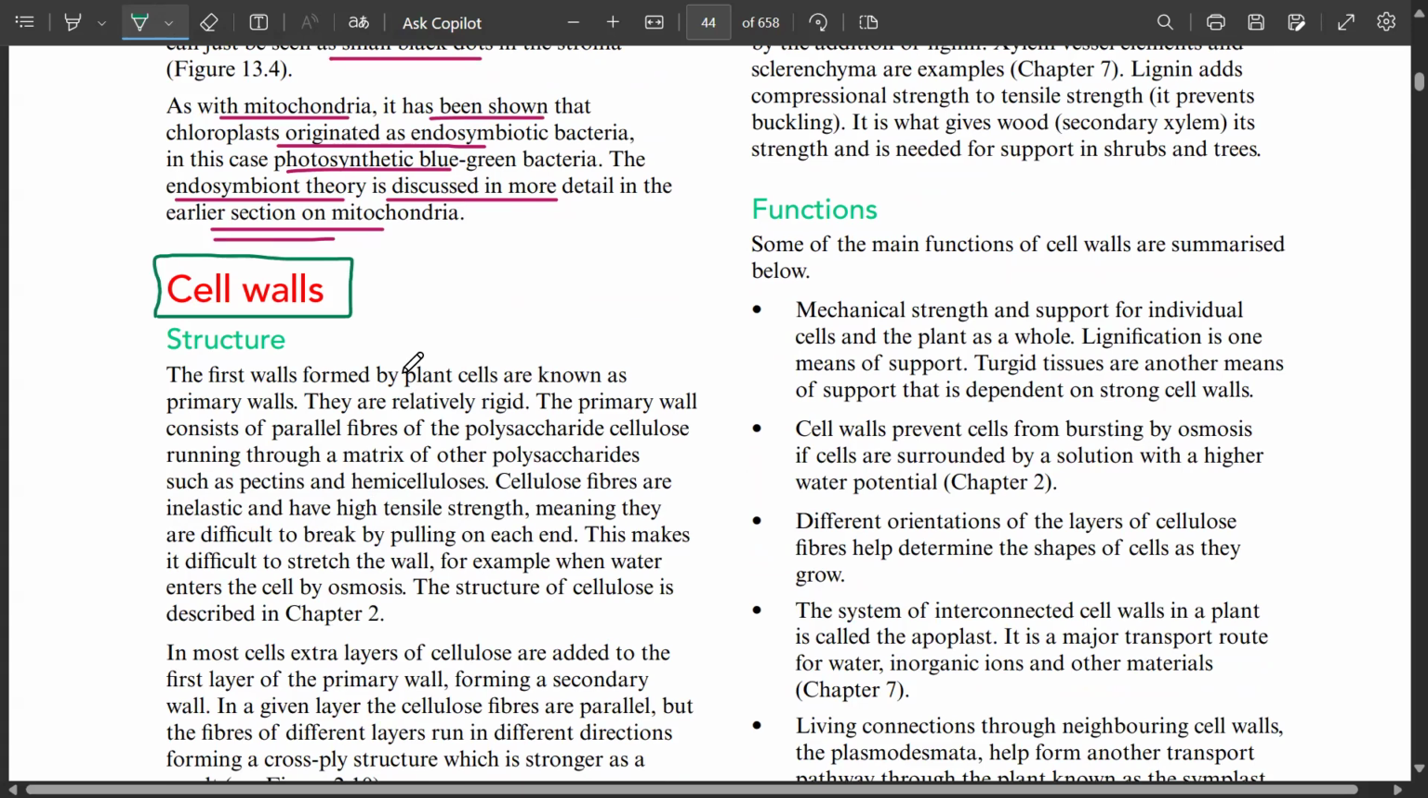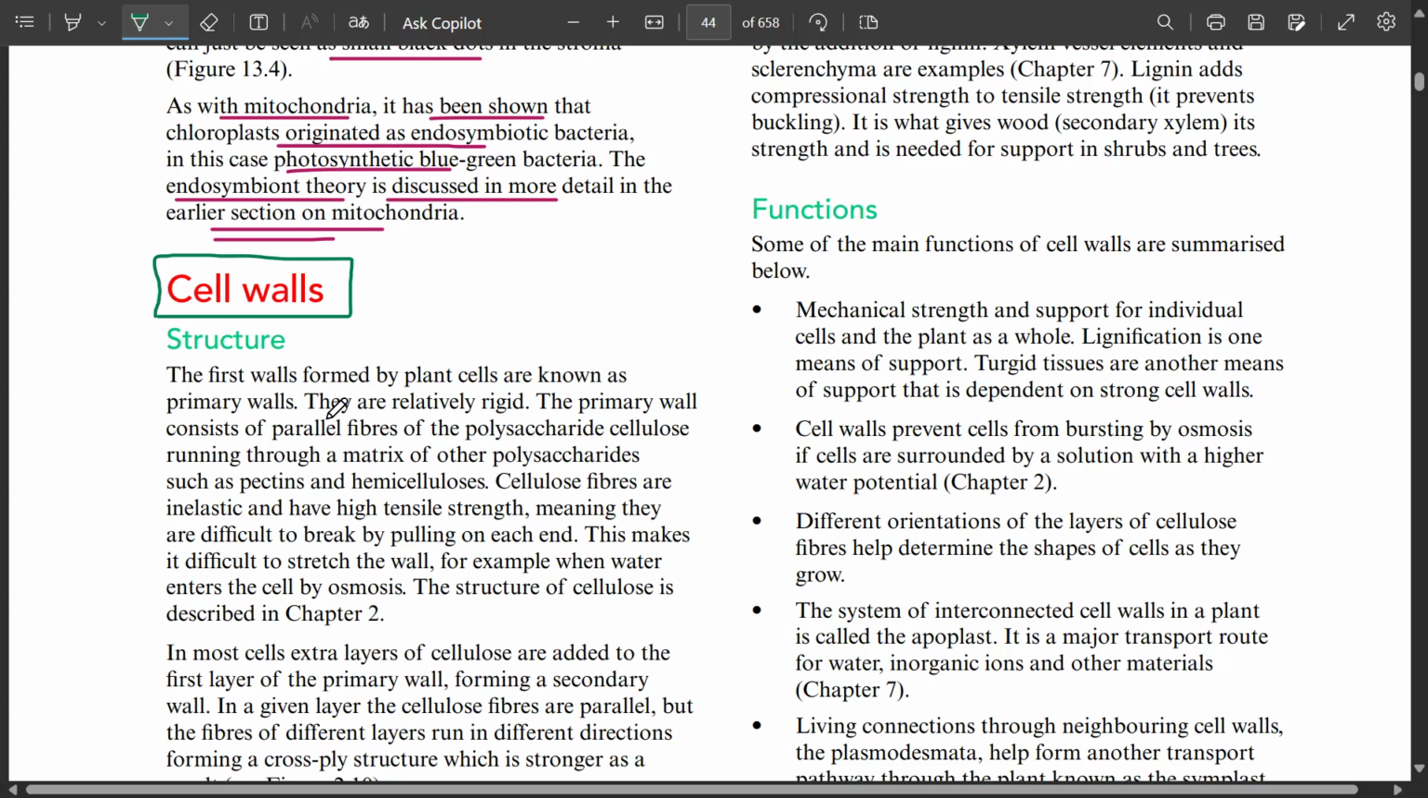Cell walls are made out of cellulose, and they make the plant more rigid and give the plant structure. Unlike animal cells, which burst if they have too much water, plant cells won't burst because of the cell wall.